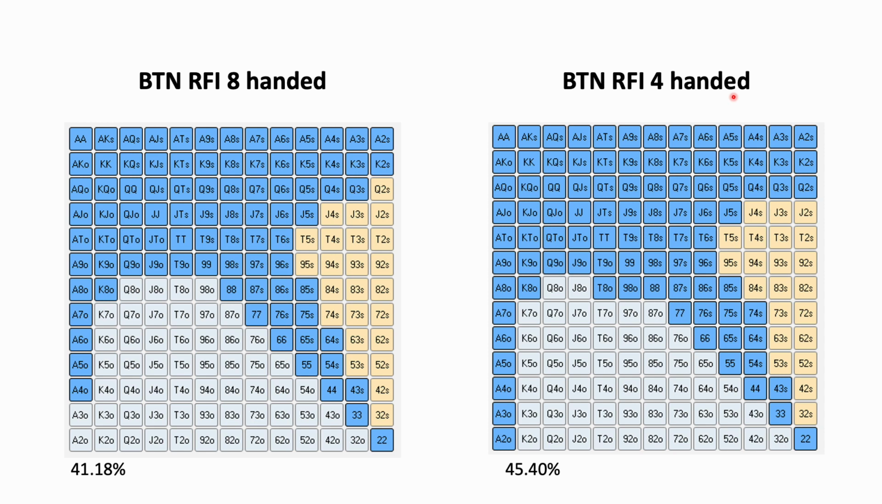Now let's look at a 4-handed game where we're raising first in on the button and only one person has folded ahead of us. Therefore, there's less card removal of those lower cards, and overall the ranges are weaker, and in this situation we are opening up 45%. So you can see there's a pretty strong 4% difference right there.